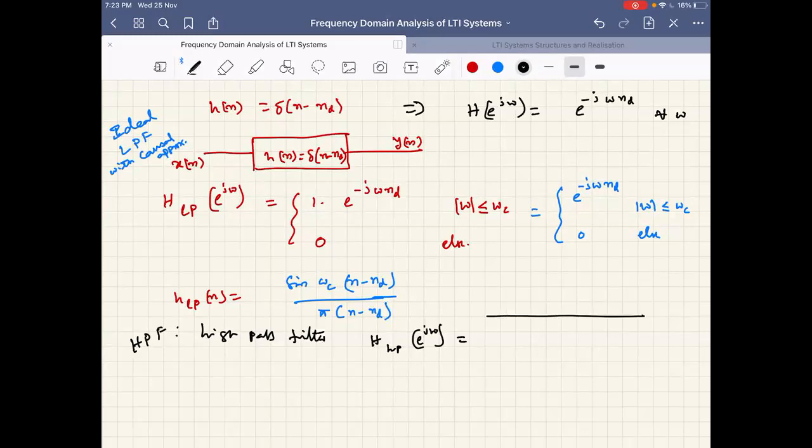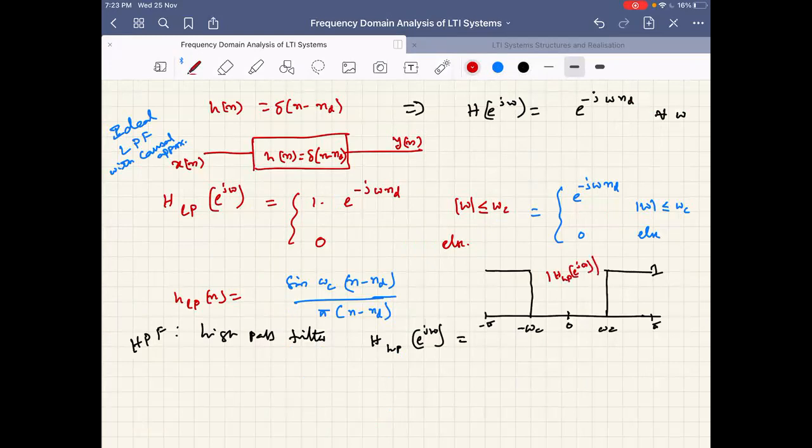That means if we have something like this, it passes these frequencies, and again it passes these frequencies, and from minus omega c to omega c, it doesn't pass. Let this be minus pi, and let this be pi. So it passes these high frequencies and doesn't pass the low frequencies. So roughly, this is the magnitude spectrum, the magnitude mod of H high pass e power j omega.